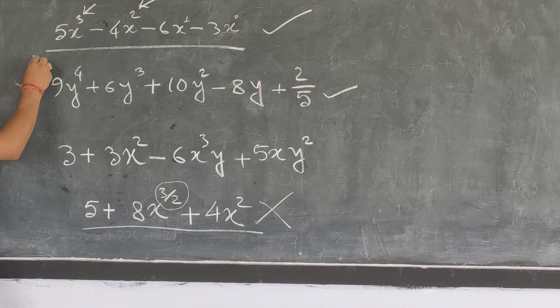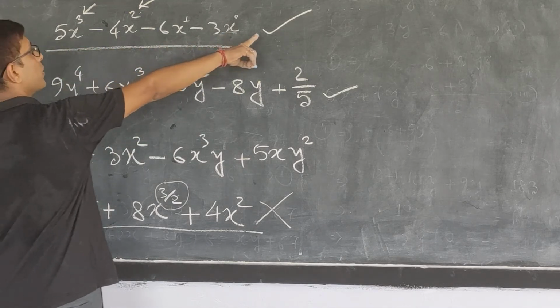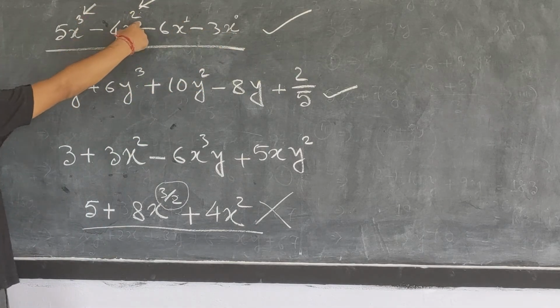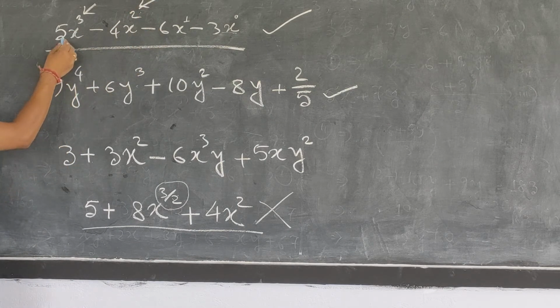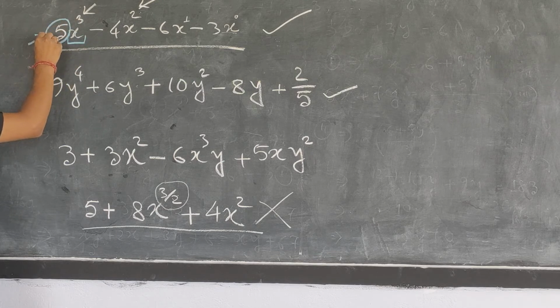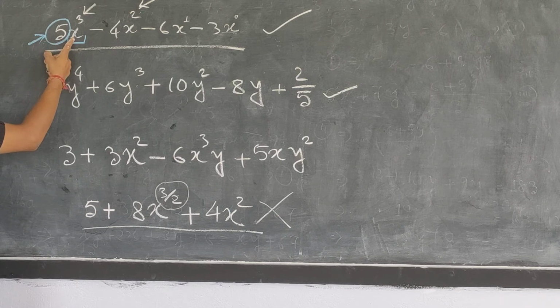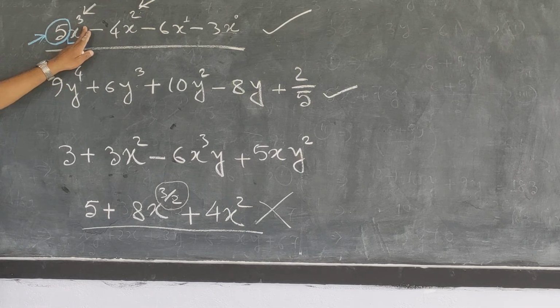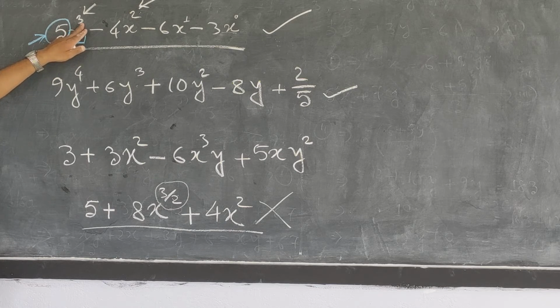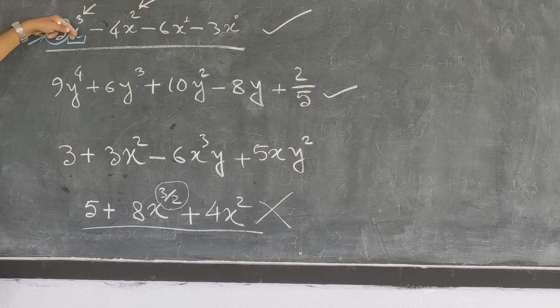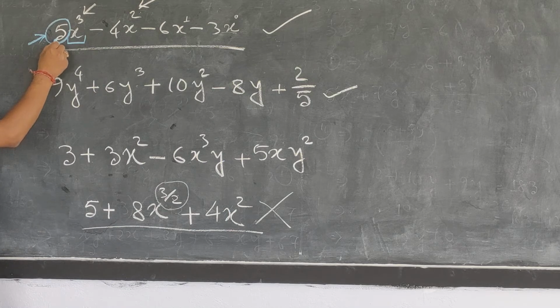Look at this polynomial. Very easily you can answer it, because the powers on the variables are whole numbers. Now, with this variable, 5 is a constant part which is multiplied with the variable. Any numerical part which is multiplied with the variable, excluding the power, is called the coefficient. What? Coefficient. So what is the coefficient of x cube here?